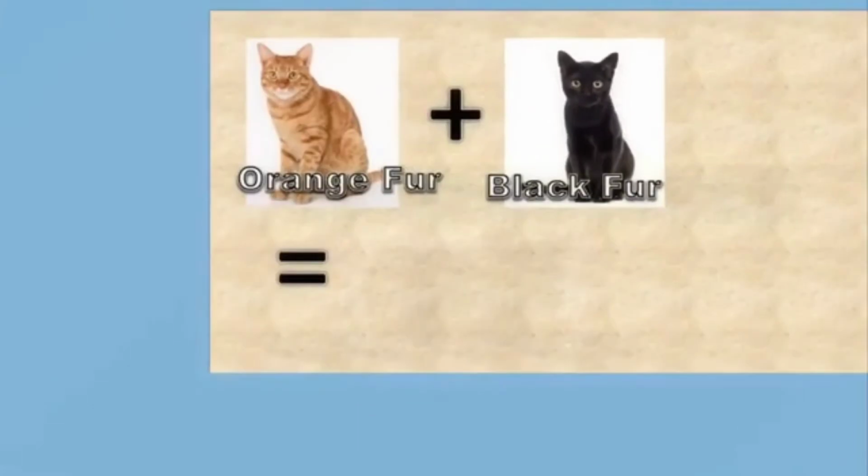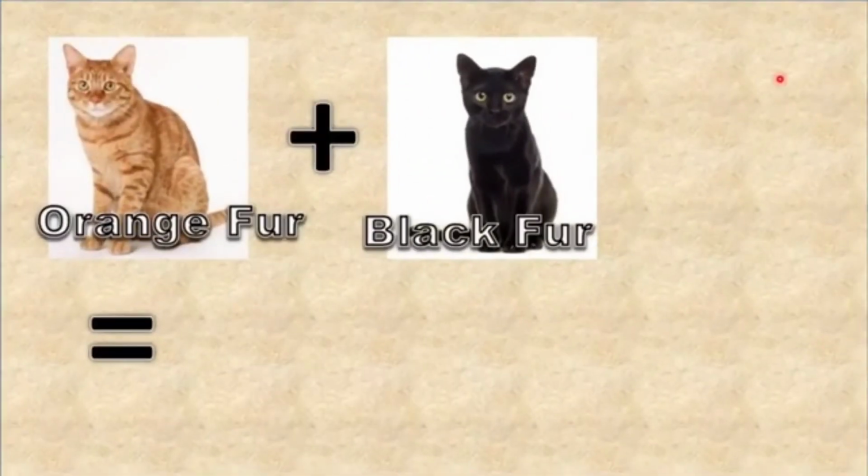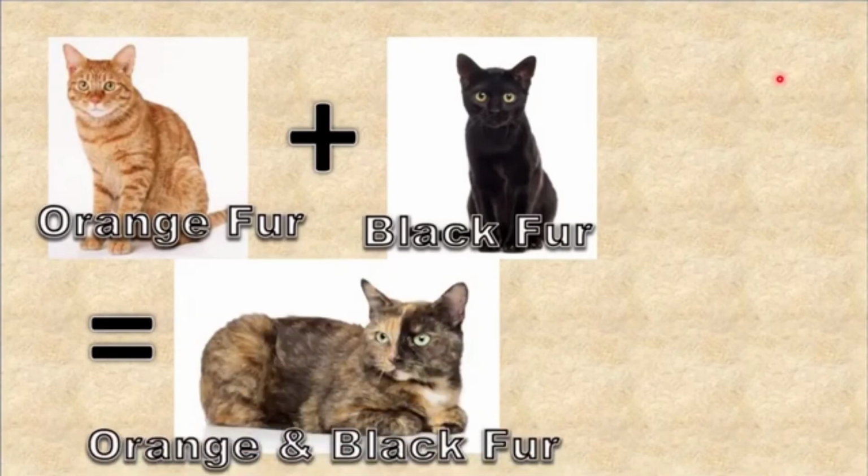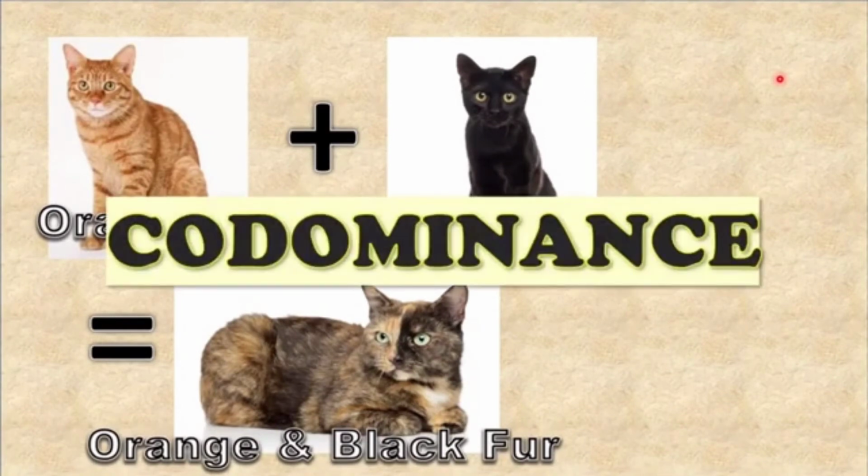Next, orange fur cat and black fur cat. What do you think is the result? Orange and black fur cat. And this is an example of codominance. That is right, because both alleles are expressed equally.